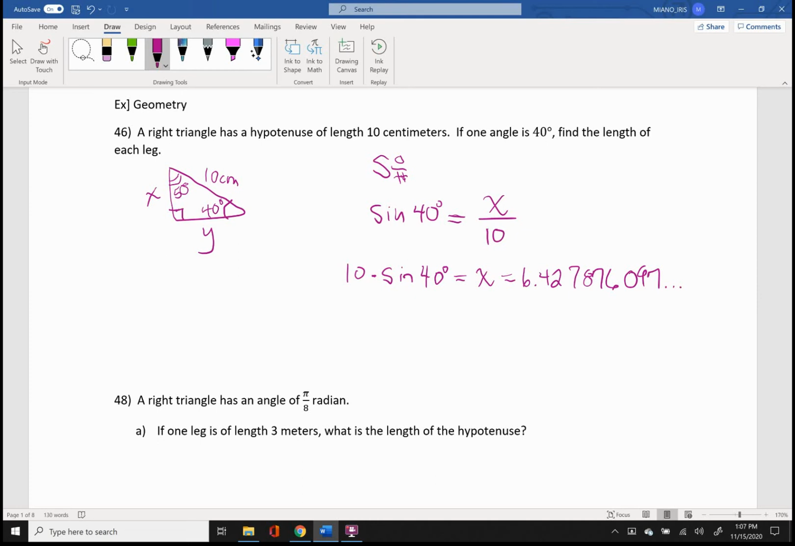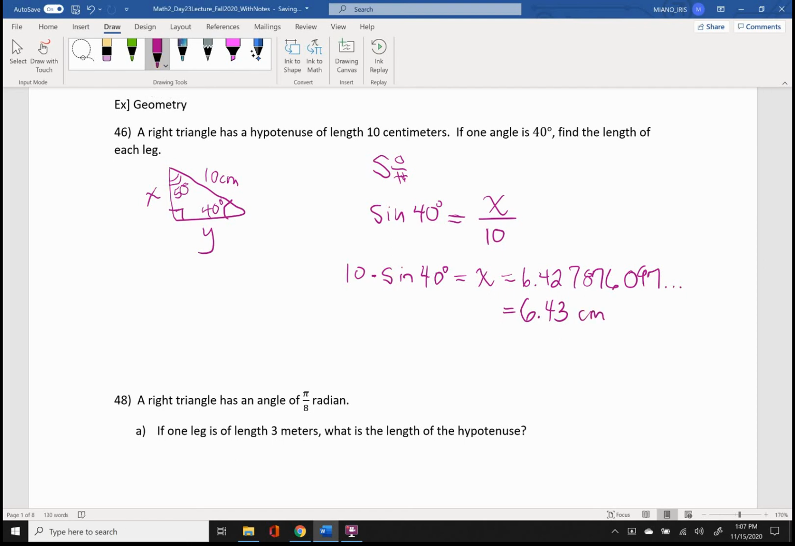I want to share with you the convention. If you're talking about a length, the length is supposed to be rounded to the nearest hundredth. So let's round this to the nearest hundredth, and it'll be 6.43, and then slap on the units if they are given, the units here being centimeters.